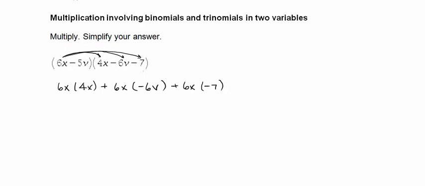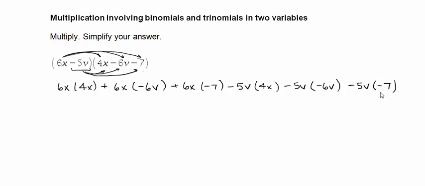Now I do my second phase. I take this negative 5v, and I'm going to multiply that by each term in the second. So I have negative 5v times 4x, minus another 5v times a negative 6v, and then negative 5v times a negative 7.